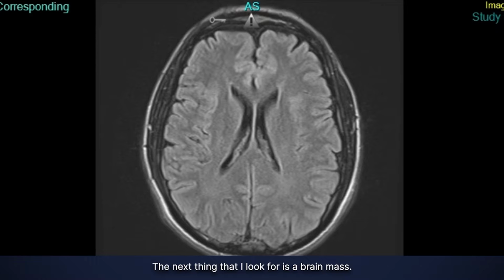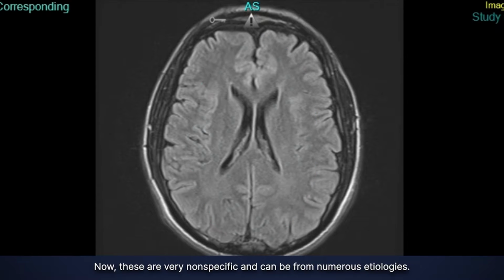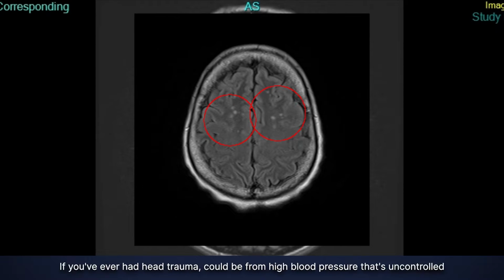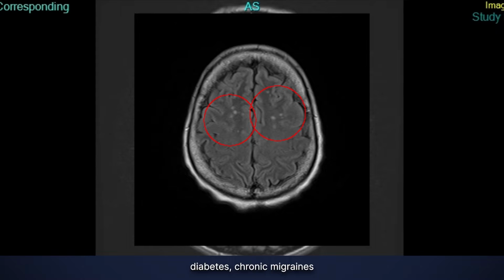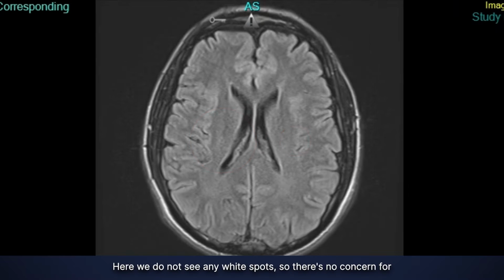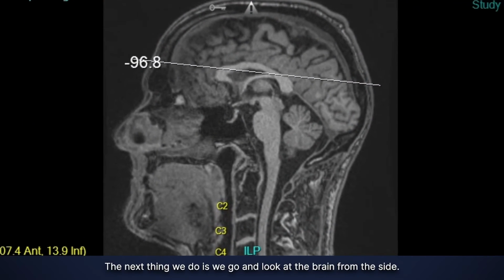The next thing that I look for is a brain mass. We see no brain mass in here. And then I also look for something called white matter disease. And what I mean by that is we're looking for white spots in the tissue around this region. Now, these are very non-specific and can be from numerous etiologies. They can include things like old trauma, if you've ever had head trauma. Could be from high blood pressure that's uncontrolled, diabetes, chronic migraines, and then the autoimmune diseases such as multiple sclerosis. Here we do not see any white spots, so there's no concern for any kind of white matter disease going on here.